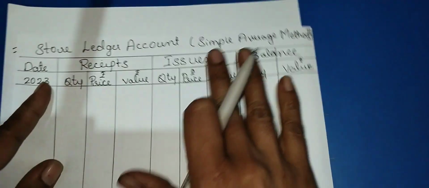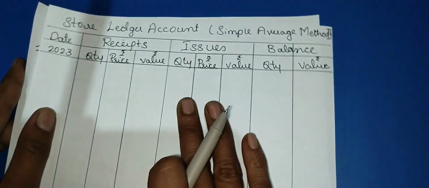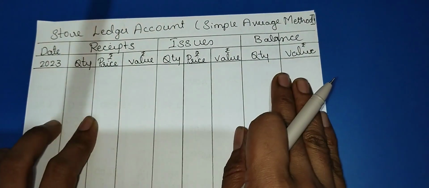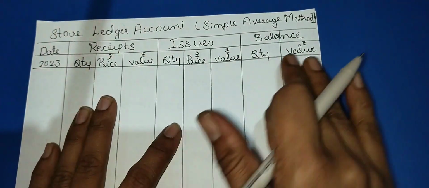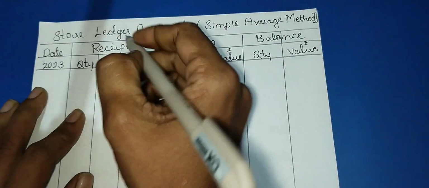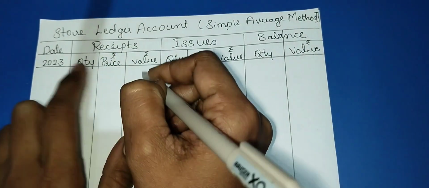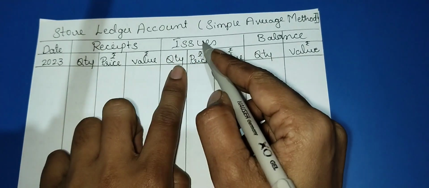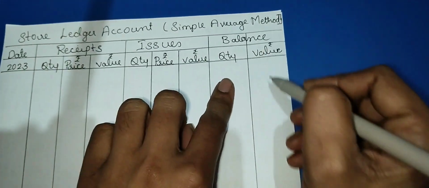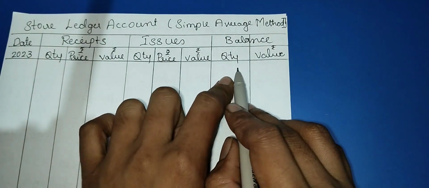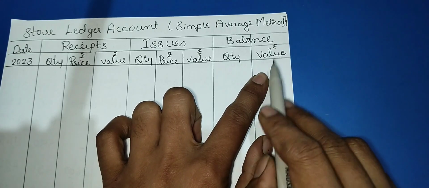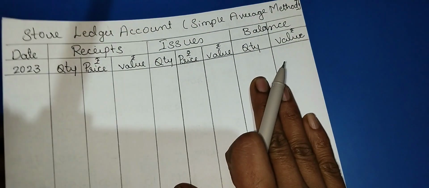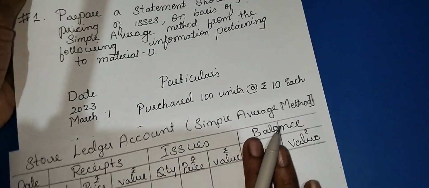Now, this is the format of the store ledger account under the simple average method. You can see there is a small change in the simple average method. Under LIFO and FIFO, you have receipts, issues and balance, which is the same. Under the receipts column we have subdivided into three: quantity, price, value. Issues also have quantity, price, value. But when it comes to balance, we take only the quantity column and the value column. Here we don't have an individual rate column.